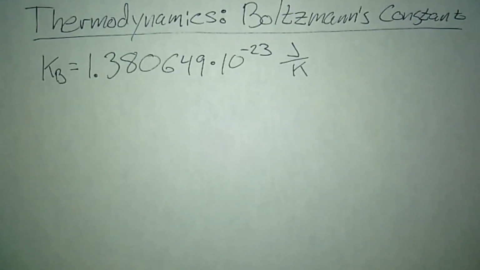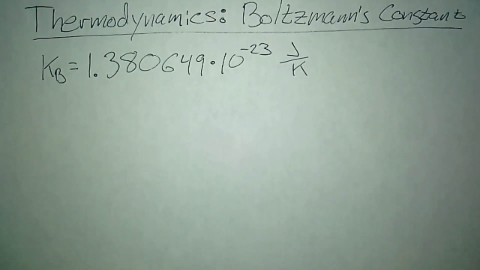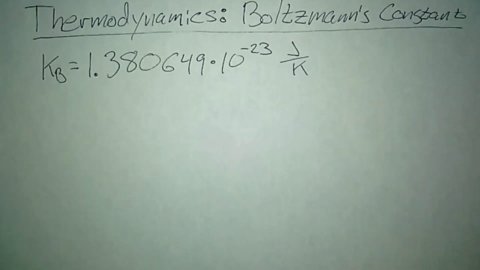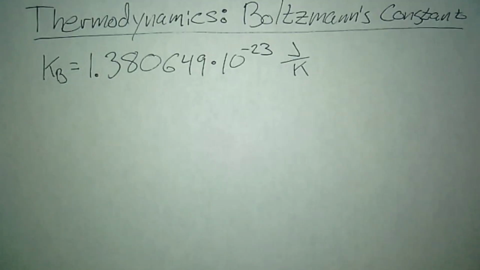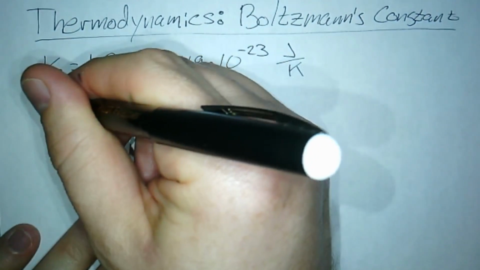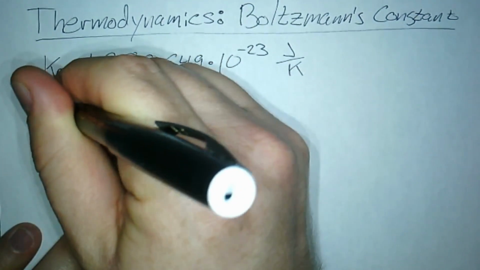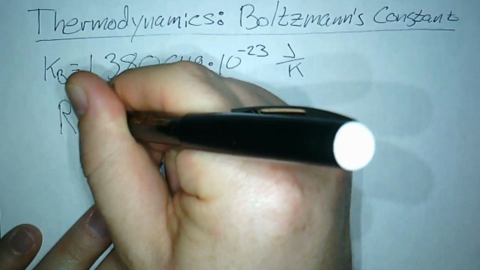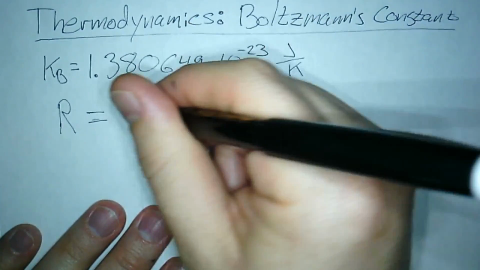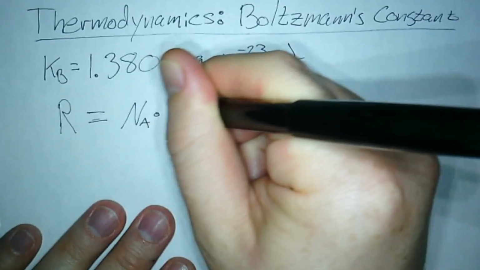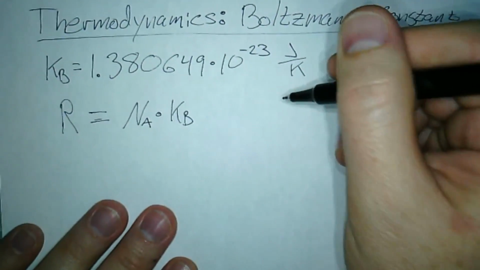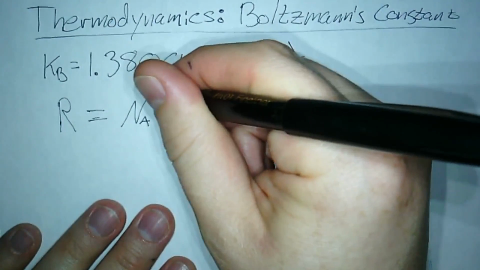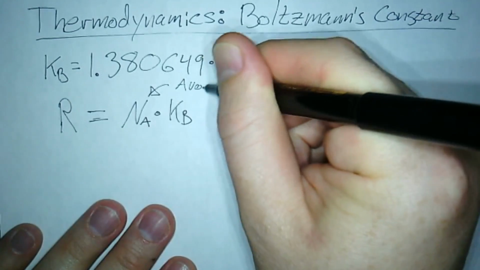But today I'm talking to you about Boltzmann's constant. Avogadro's number is on there too. Boltzmann's constant is actually very related to Avogadro's number. How it relates to us is that the universal gas constant, R, is actually going to equal Avogadro's number times Boltzmann's constant. Let's write that down.